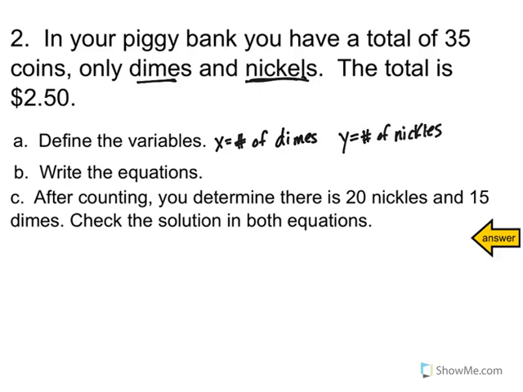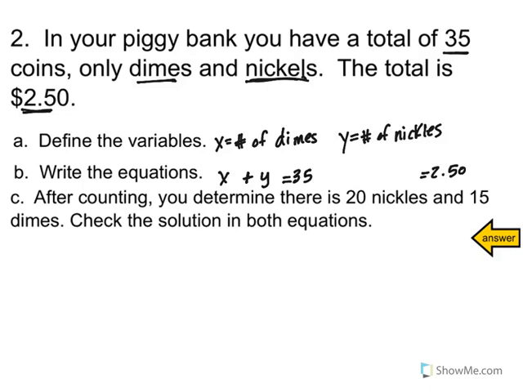And we want to be pretty specific. Now I have two quantities. Notice I have 35 as one of my quantities. I have $2.50 as my second quantity. And so we know that there's 35 total coins. So the number of dimes X plus the number of nickels Y has to equal a total of 35 coins. So X plus Y equals 35.